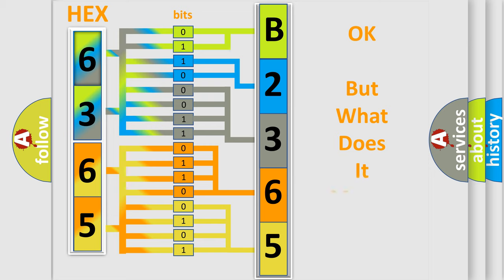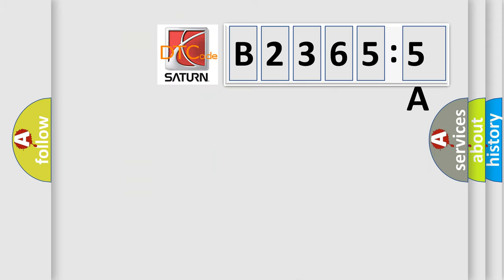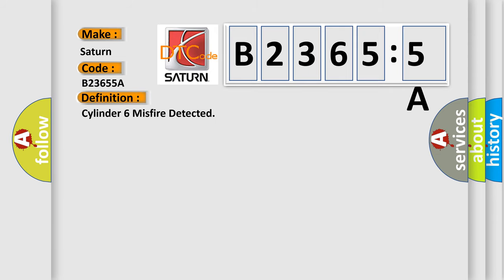The number itself does not make sense to us if we cannot assign information to what it actually expresses. So, what does the Diagnostic Trouble Code B2365-5A interpret specifically for Saturn? The basic definition is Cylinder 6 misfire detected. And now this is a short description of this DTC code.